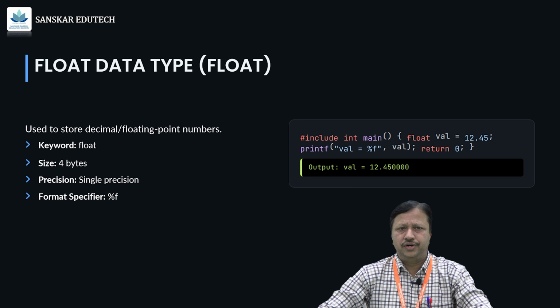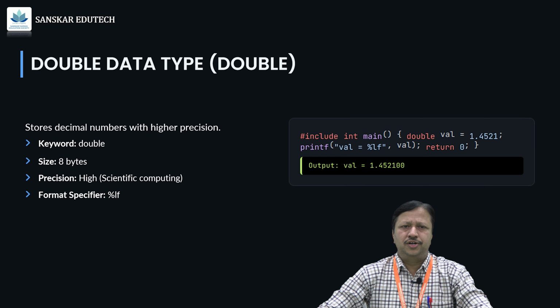#include <stdio.h>, int main(), float val = 12.45; printf("val = %f", val); this is a format specifier; return 0. So the output is: val is equal to 12.450000.